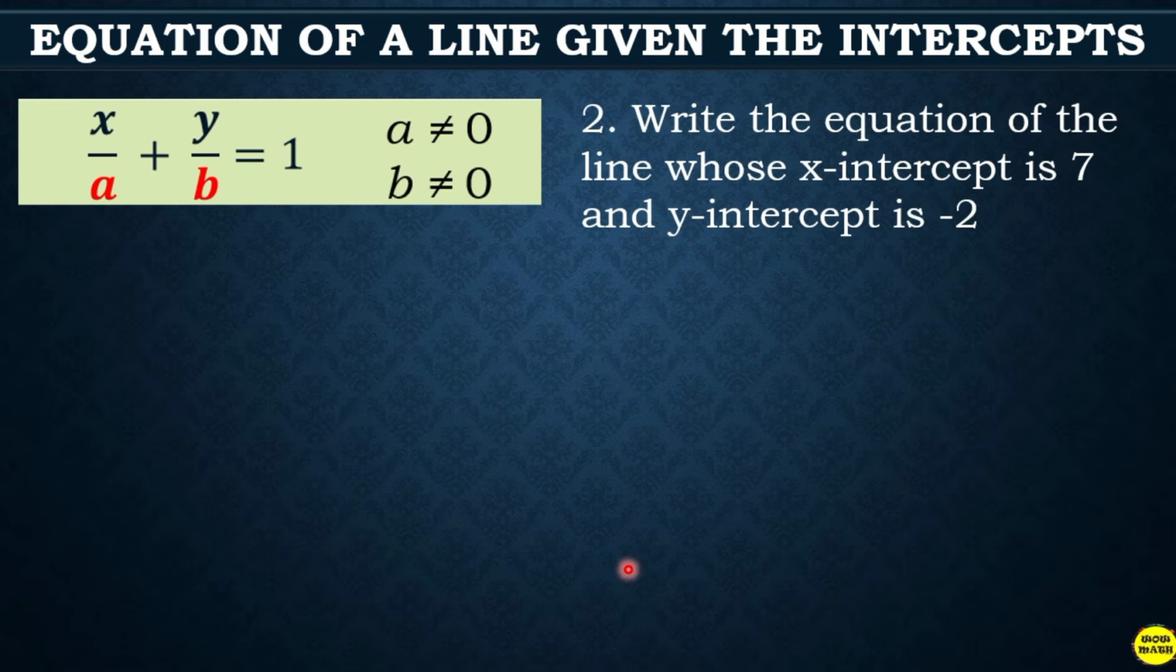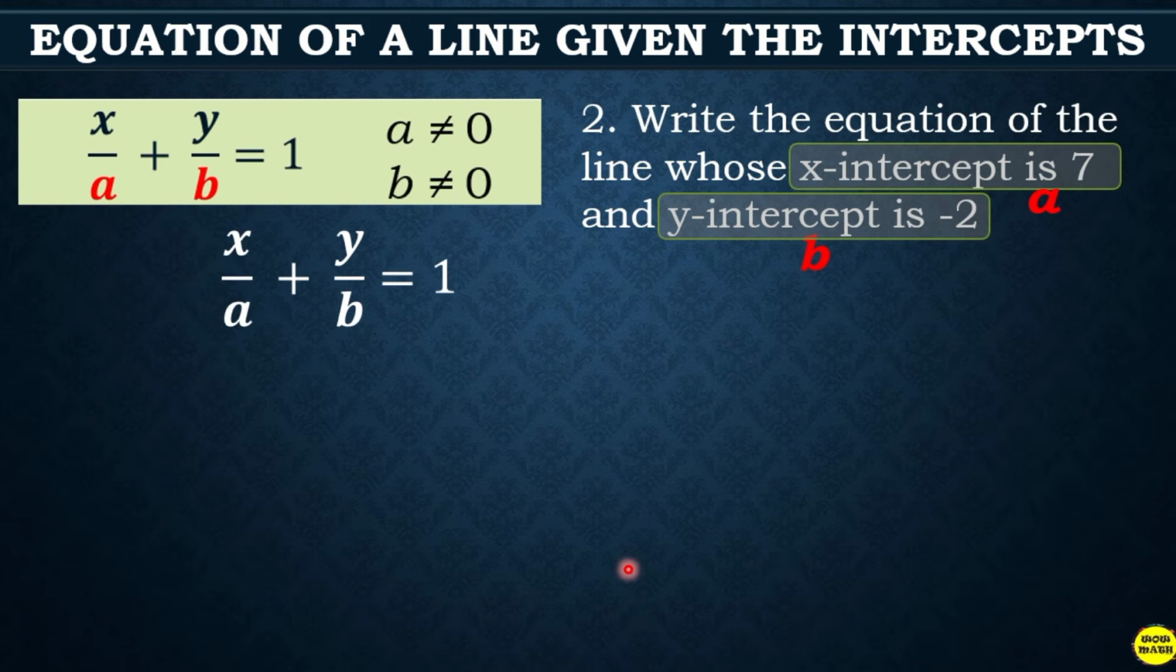So, write the equation of the line whose x-intercept is 7 and y-intercept is negative 2. So, identify muna natin ulit ang given. Your x-intercept is 7, your y-intercept is negative 2. So, ayun po ang ating A. At ito naman ang ating B. Using the intercept form, ito ang ating intercept form, lagi po siyang equals to 1.